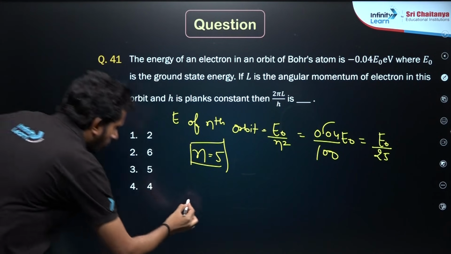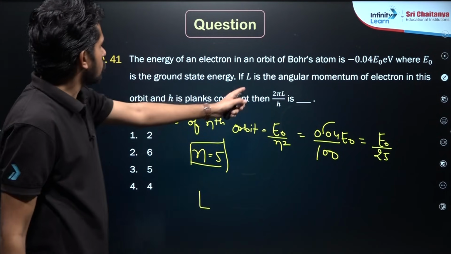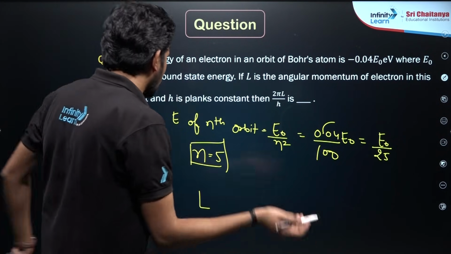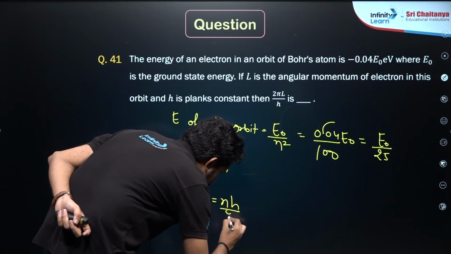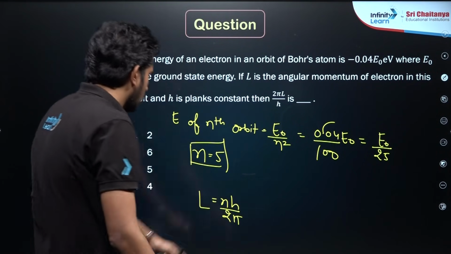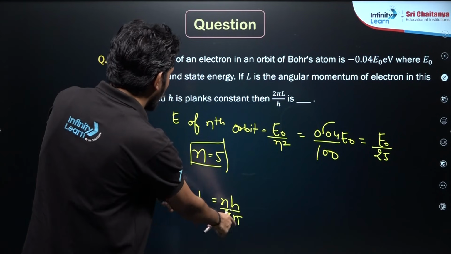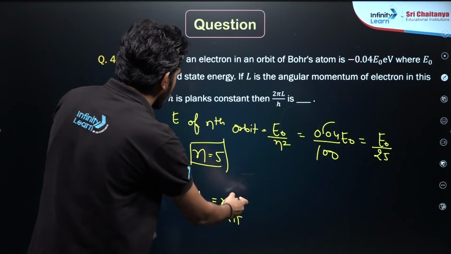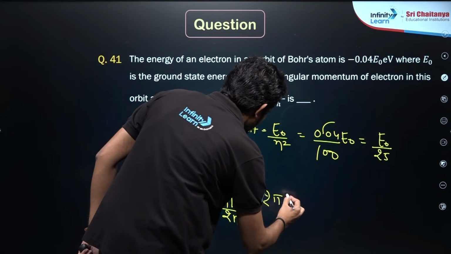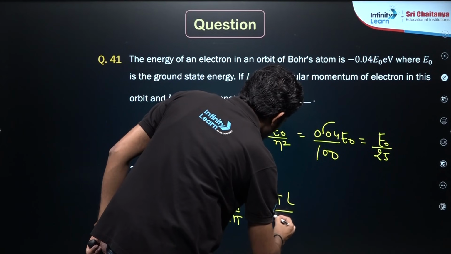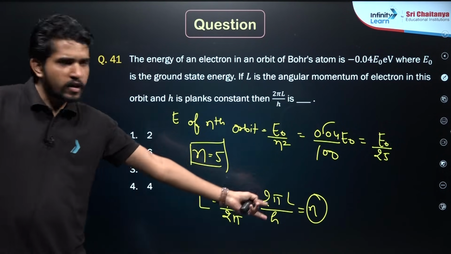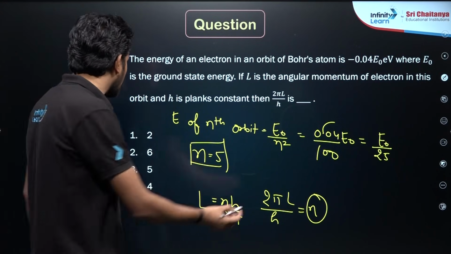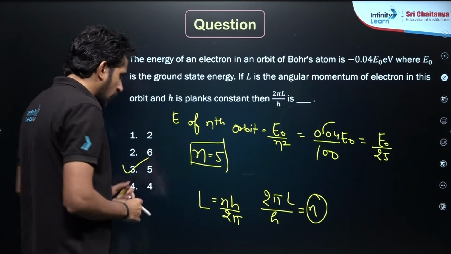So, okay, L is what? L is angular momentum, yeah. So you know L is nh upon 2 pi, right? So then 2 pi L upon h would be what? It would be n, and we have already calculated the value of n, that is 5. Okay, simple.